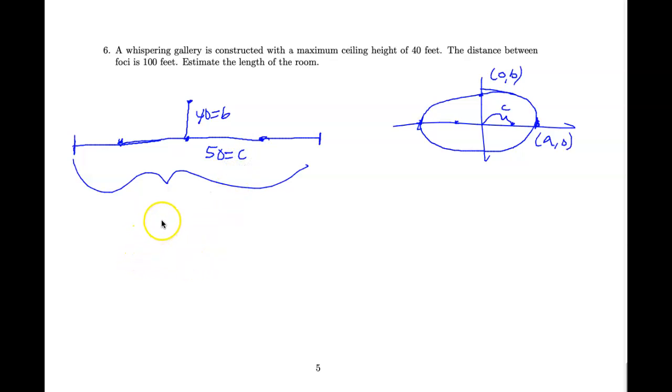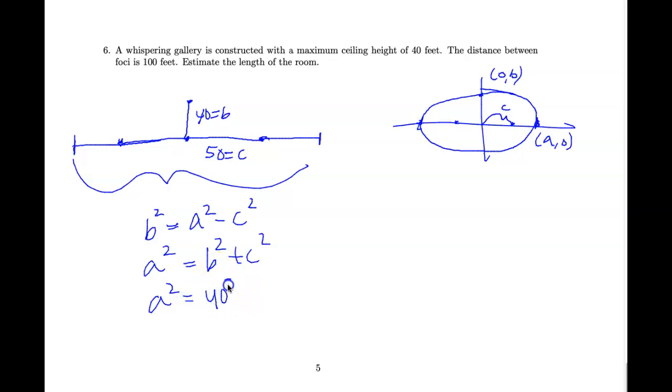We need to use the fact that B squared equals A squared minus C squared. We want to solve for A squared, so let's add C squared to both sides. A squared equals B squared plus C squared. So we end up with 40 squared plus 50 squared, and I come up with A squared is 4100. When you square root both sides, let's just do it exactly. A is going to equal plus or minus the square root of 4100.